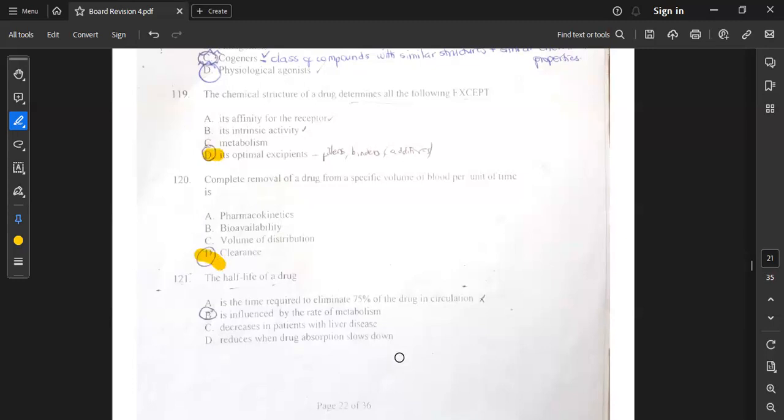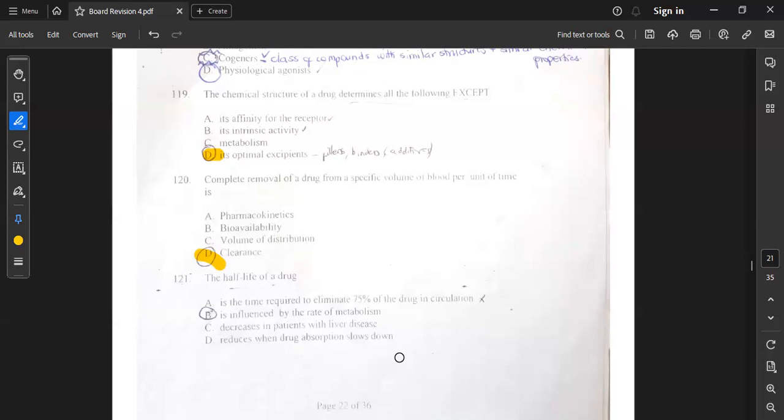Complete removal of a drug from a specific volume of blood per unit time. So Seraphine had answered that as clearance. That's okay. Seraphine, can you please repeat the explanation again? I was saying pharmacokinetics is not specific, because it's everything from absorption, metabolism, distribution, everything. So we can't call that anything about removing the drug from the system.